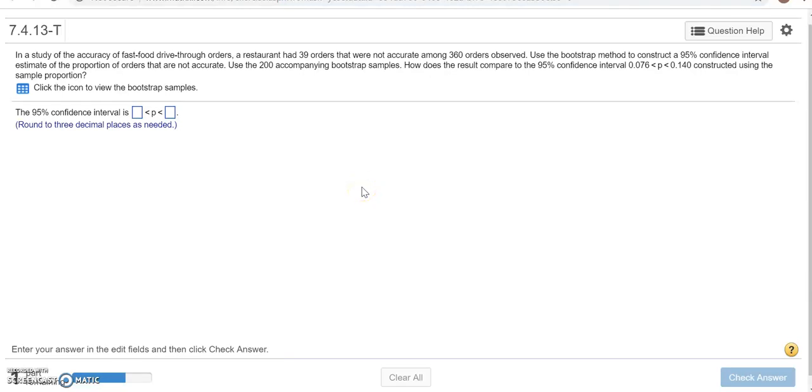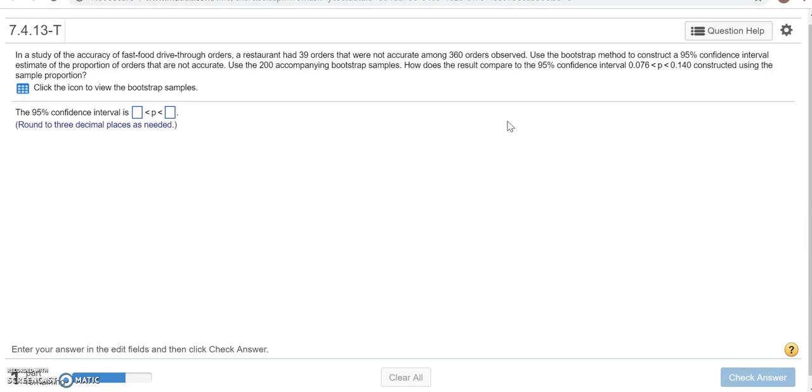So let's take a look at how we can calculate this confidence interval for a population proportion by using the bootstrapping method. In this question it says, in a study of the accuracy of fast food drive-through orders, a restaurant had 39 orders that were not accurate among 360 orders observed. So that proportion right there would be 39 out of a total of 360. Use the bootstrap method to construct a 95% confidence interval estimate of the proportion of orders that are not accurate.